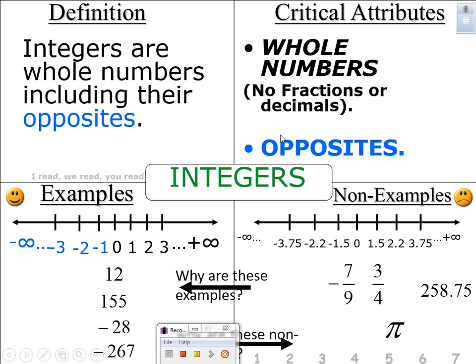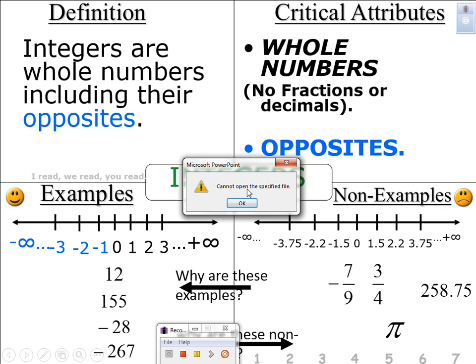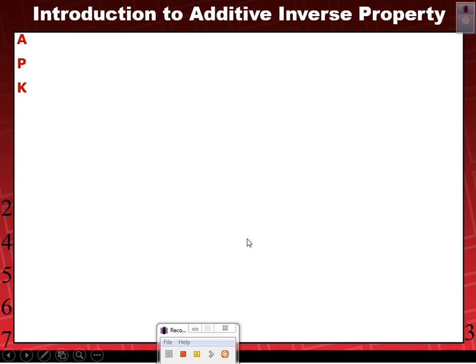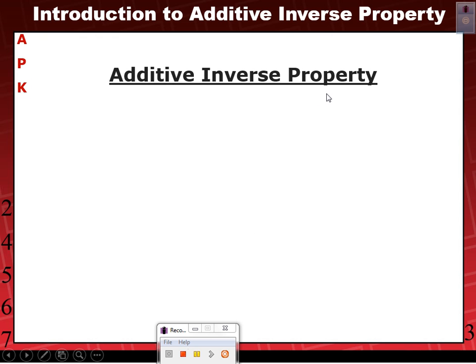Good. All right. So far we covered the concept, and now I'm going to make sure we introduce the two properties for today. We're not only going to cover the additive inverse property, we're going to cover one more. Okay, here it goes. My two properties. First one, the additive inverse property.